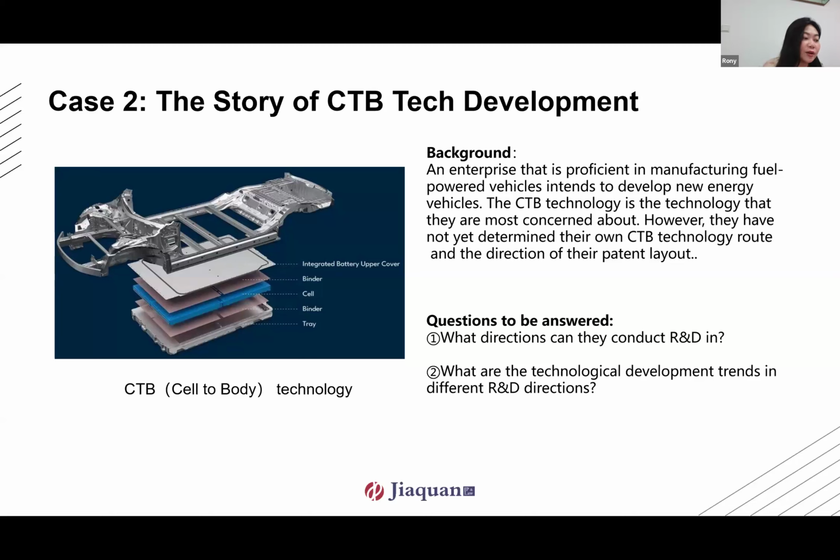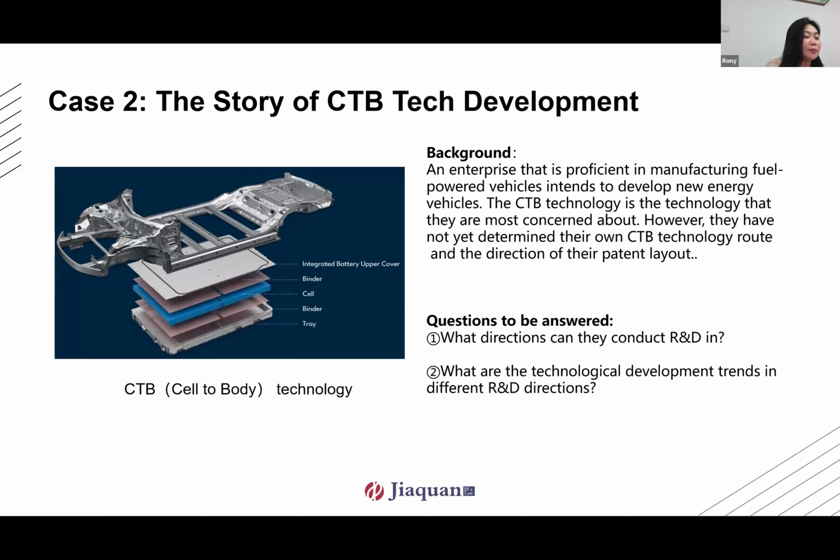Well, my second story is about a product that is very popular today, which is the new energy electric vehicle. Among the technologies of new energy electric vehicles, one is particularly important, and that is C2B technology. That is cell-to-body technology. It breaks the physical boundaries between the traditional battery pack and the vehicle body by directly integrating the battery cells into the vehicle body structure, thus achieving higher structural strength, space utilization rate and energy density.